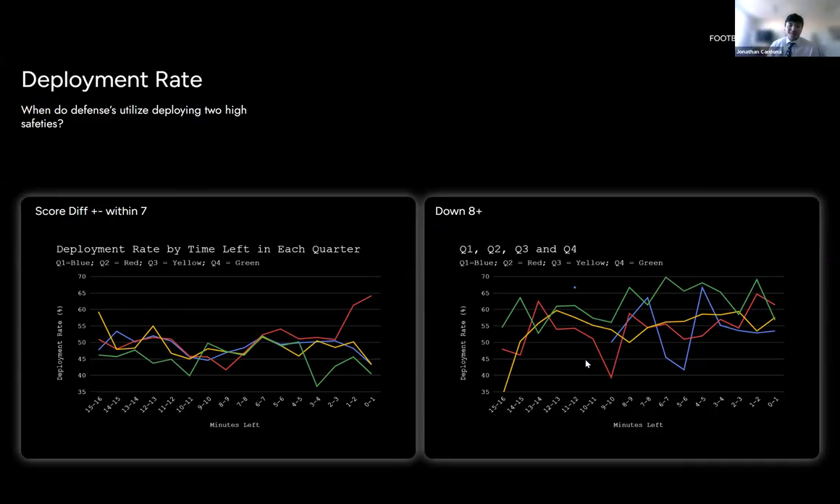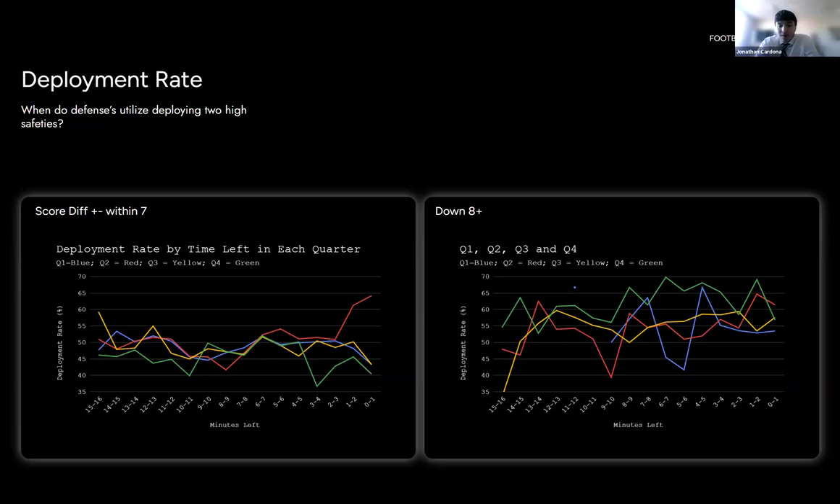So we'll look at the first graphics here of the presentation, and we're talking about deployment rate in terms of how many minutes are left related to the score differential. When we're within a touchdown, you can notice a spike at the end of quarters as time is winding down, especially inside the final 2 or 3 minutes of the first half. The deployment rate is going to increase. It becomes critical to prevent these big, explosive plays, and two high safety is fundamentally big play prevention. So defenses are going to lean into it in late quarters, especially when the game is getting close.